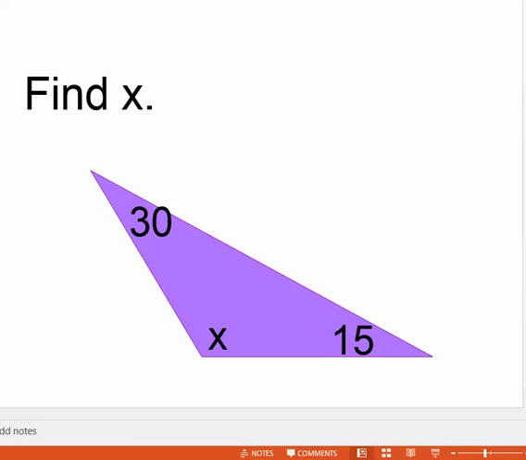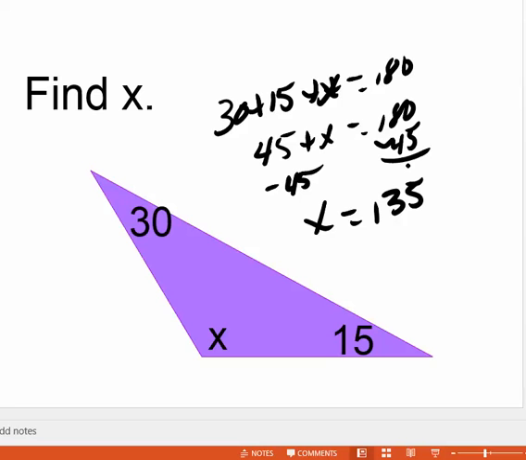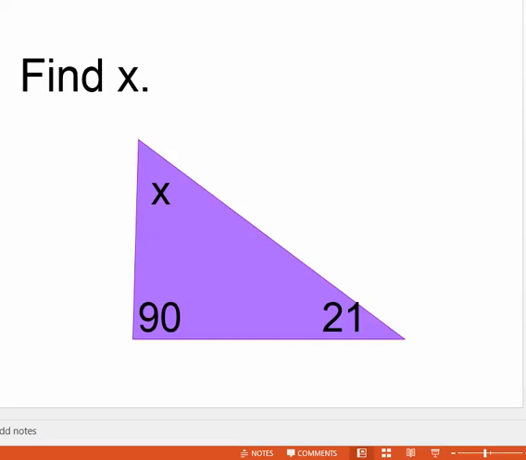30, 15, and x. So 30 plus 15 plus x is equal to 180. This is 45 plus x is 180. Subtract 45. X is equal to 135. This would then be a scalene triangle.